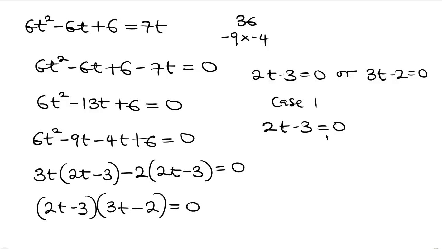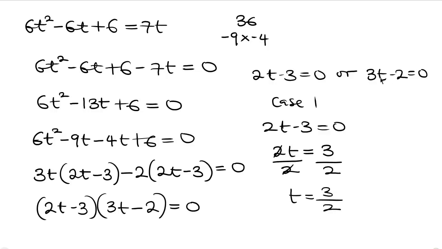I'm going to be moving minus 3 to the right so that we have 2t equal to, as negative 3 crosses to the right, it becomes positive 3. So to get the value of t, I just have to divide both sides by 2. So 2 can cancel off, making t equal to 3 all over 2.